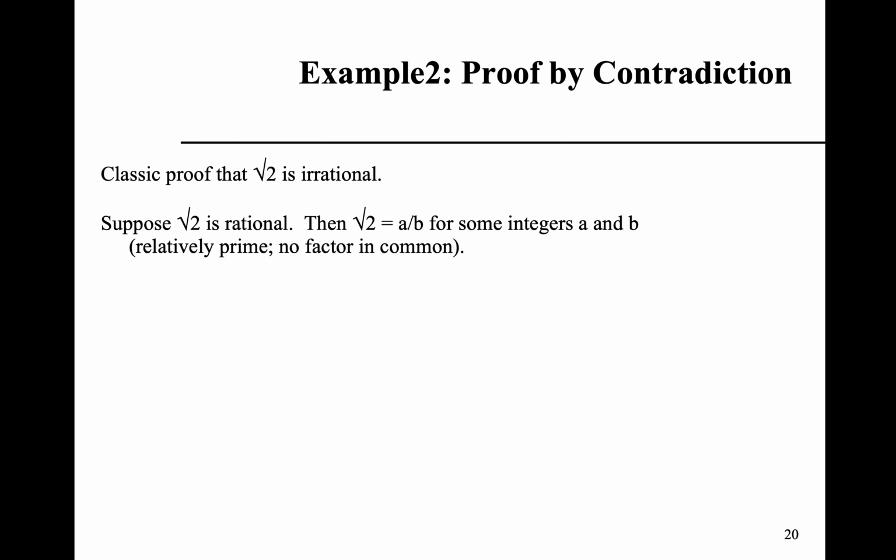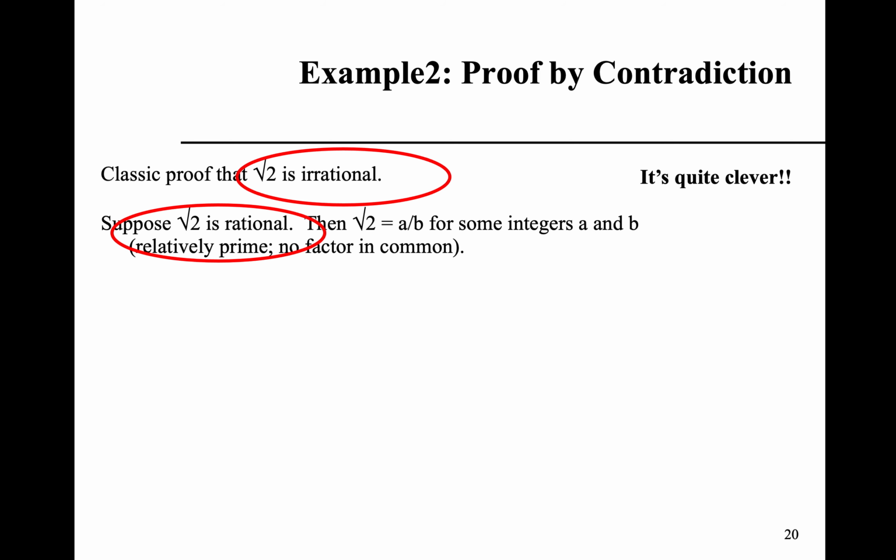Give you another example, classic proof that square root of 2 is irrational. First, you suppose that square root of 2 is rational. That's essentially the contradiction that I've been talking about. You just assume that it is different. And then square root of 2 is equal to a divided by b for some integers, where a and b are relatively prime, no factor in common. This is actually very intelligent because you can work off of different statements here.